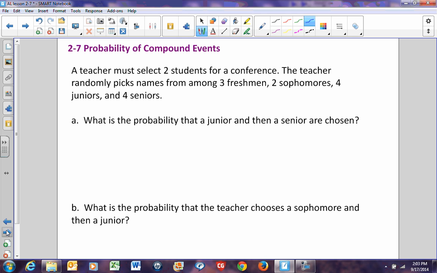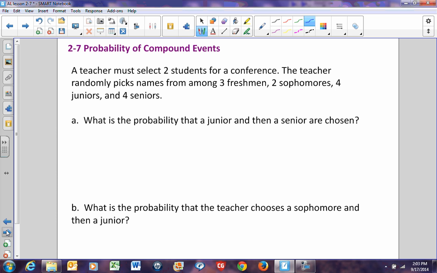Okay, a junior and then a senior. This is dependent because once you choose that person, you cannot choose that person again. A person can't be represented twice. I can't split my personality and become 2 different people. Well, maybe I could, but that's probably not a good thing.